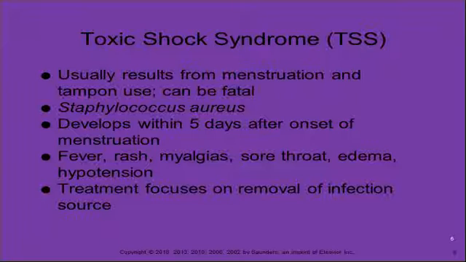Toxic shock syndrome usually results from menstruation and tampon use. It can be fatal. These patients get a bacteria called Staphylococcus aureus. That is an infection, and it provides the growth for the Staphylococcus aureus. Exotoxins that are produced from this bacteria cross the vaginal mucus to the bloodstream, and then you get a really bad systemic blood infection. Again, this can be fatal.